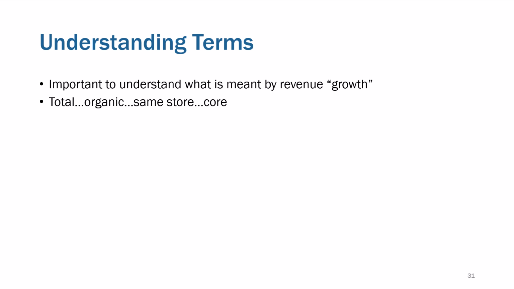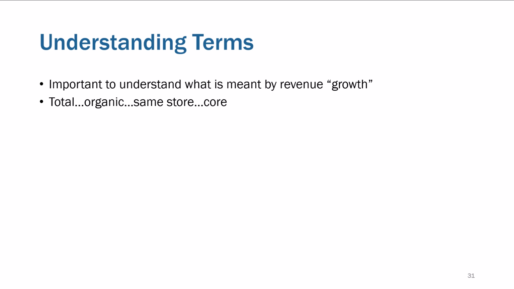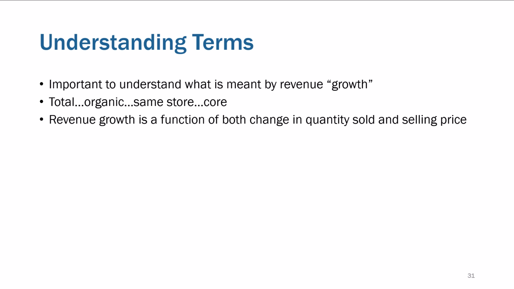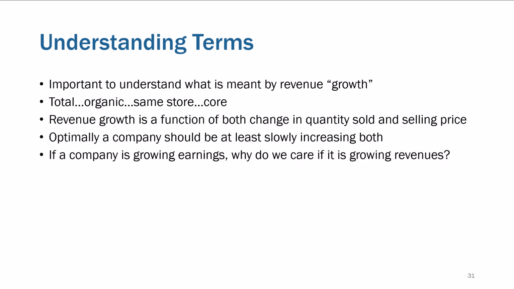Some will use the term organic or same store or core. And what that oftentimes means is that it will exclude things like acquisitions or new stores or foreign currency, as an example. Revenue growth is a function of both the change in how many units you're selling and also the selling price. So there's two ways to increase revenues. And then hopefully a company is slowly increasing both of those, because that will mean it's gaining market share and customers are willing to pay at least an inflationary premium for its products.